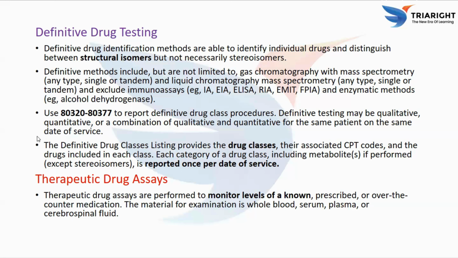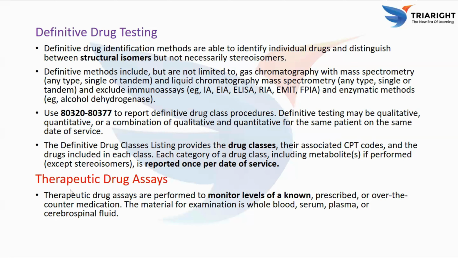So what are the methods used in definitive testing? Like gas chromatography and liquid chromatography. So what are the CPT codes for definitive drug testing? The code ranges are 80320 to 80377. These codes are based upon the drug classes, not the test method. So you bill per drug class confirmed, but not per the instrument and not per the drug level.